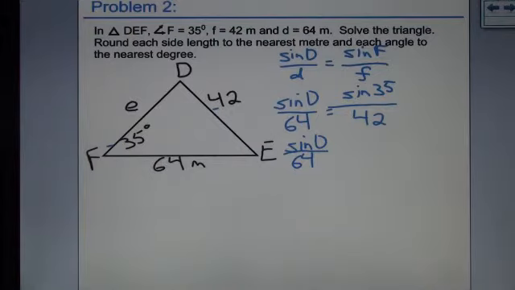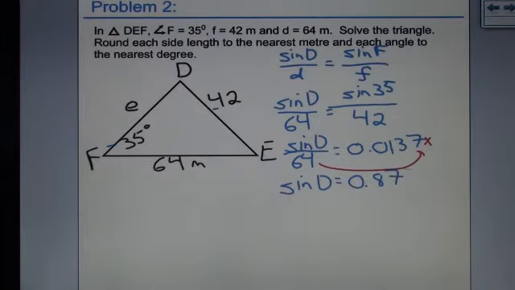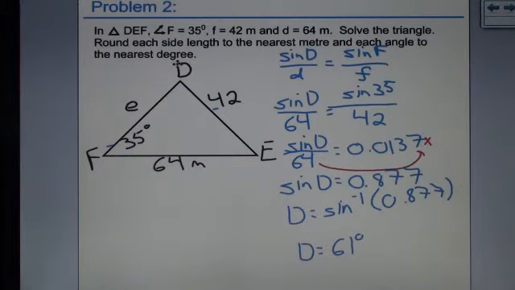And again, I punch sine 35 into my calculator. I divide it by 42. I get 0.0137. And then I'm going to take the 64 and multiply that in there by cross multiplying it up. So I get sine D, and I'll probably just write the answer this time, equals 0.877. If you need some help, call me over and I can explain this to you. And then finally I can say D equals the inverse sine of 0.877. And I get angle D equals 61 degrees.